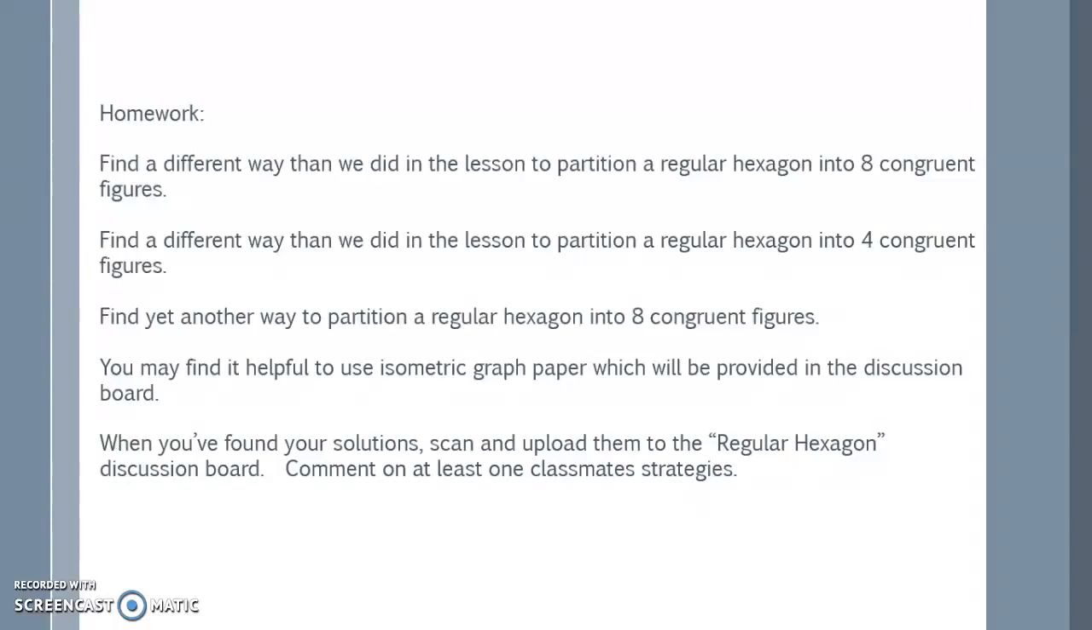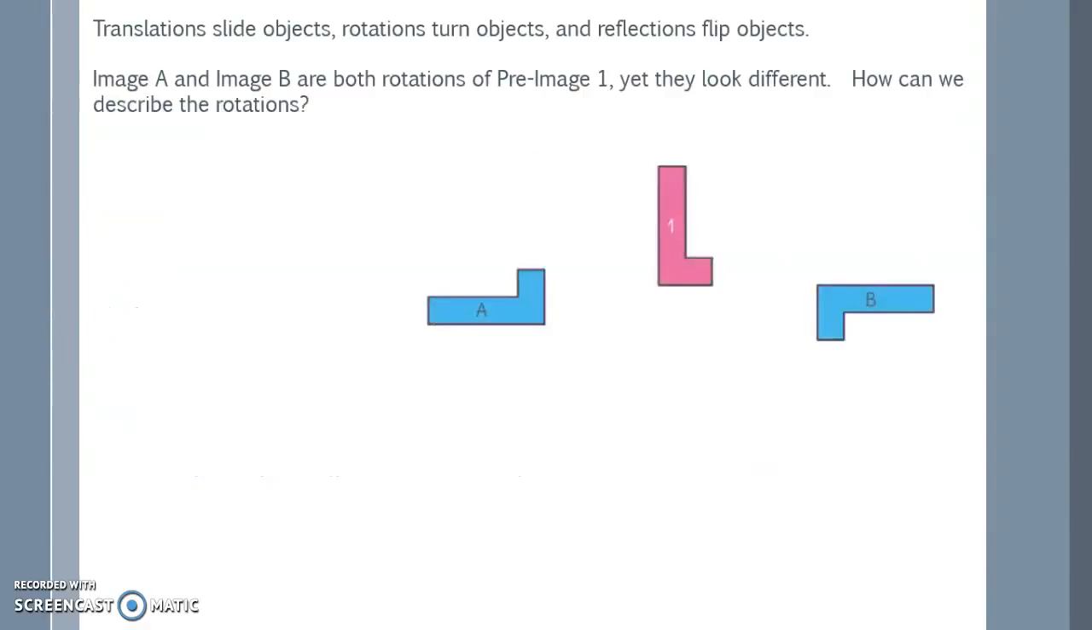Part of your homework then is to find a different way than we did in the lesson to partition a regular hexagon into 8 congruent figures. Find a different way than we did in the lesson to partition a regular hexagon into 4 congruent figures. Then find yet another way to partition a regular hexagon into 8 congruent figures. You might find it helpful to use isometric graph paper, which is provided in the discussion. When you have found your solutions, scan and upload them to the regular hexagon discussion board. Comment on at least one classmate's strategies.